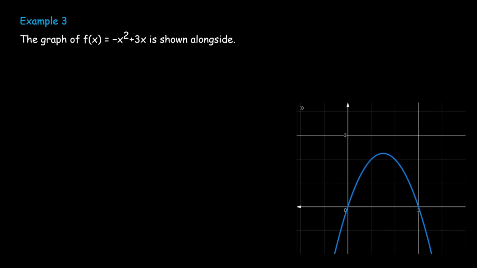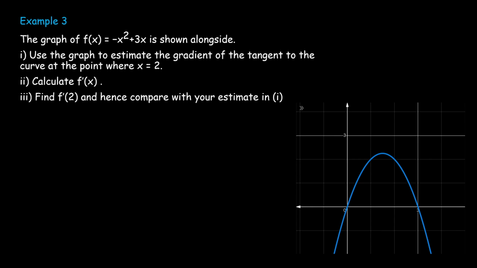Okay, example number 3. The graph of f of x is equal to -x squared plus 3x is shown alongside. Use the graph to estimate the gradient of the tangent to the curve at the point where x is equal to 2. Calculate f prime of x, and then lastly find f prime of 2, and hence compare with your estimate in Roman 1.